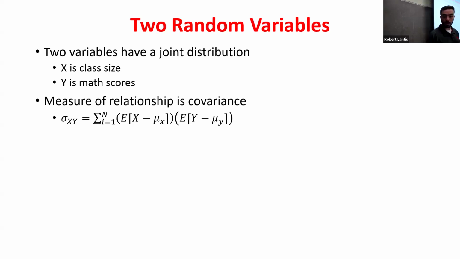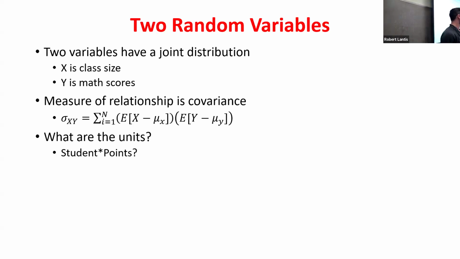Now, the problem with these covariances is, what are my units here? If I multiply class size by math scores, I've got like, what? Student points, or however you're measuring whatever you want to call on a test, right? Points or whatever it is. Well, student points doesn't make a whole lot of sense. It also kind of prevents us from making comparisons, right?